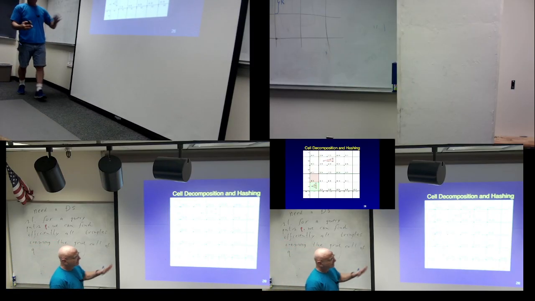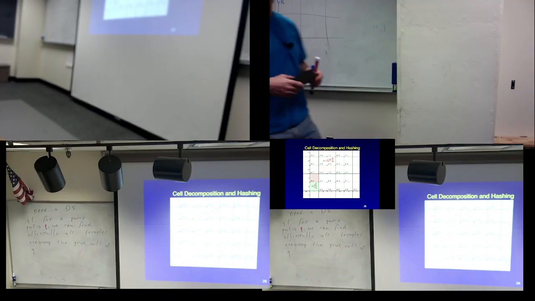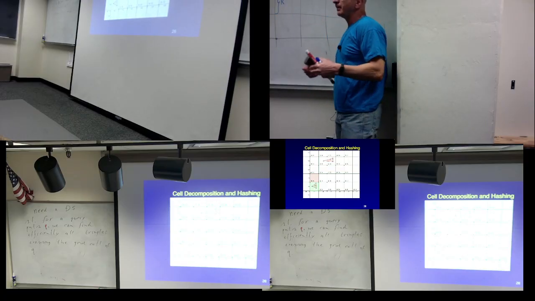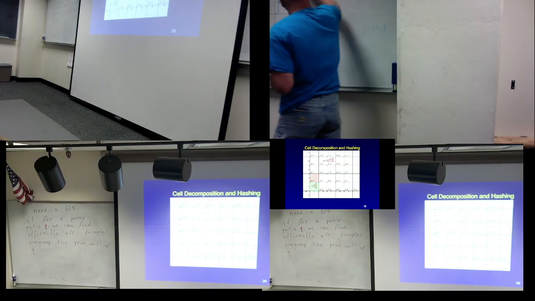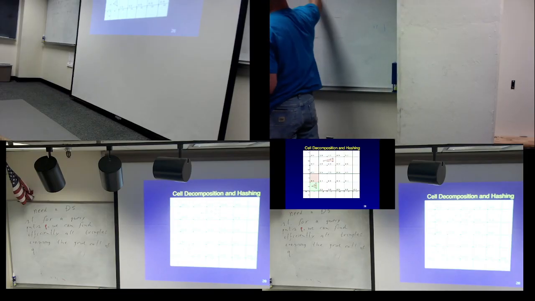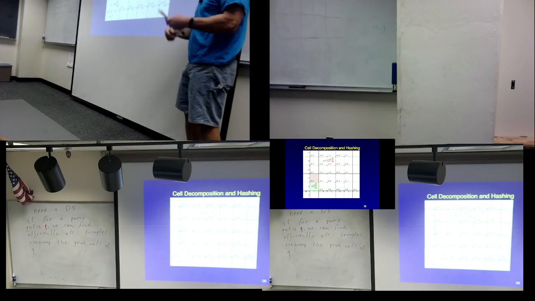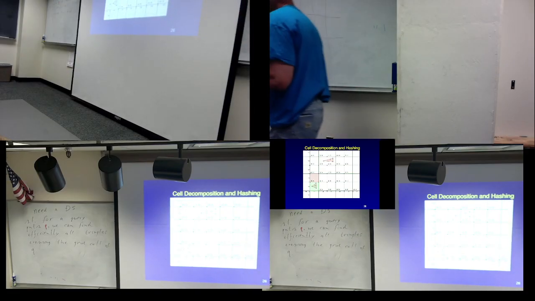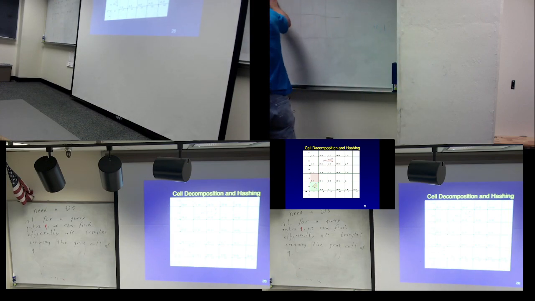Okay, option one, build an array that has an entry for each one of the cells. Why is this a bad idea? Because there are infinitely many cells. And I don't want infinitely many empty cells. Almost all the cells are completely empty. What should we do? We are using a hash function.